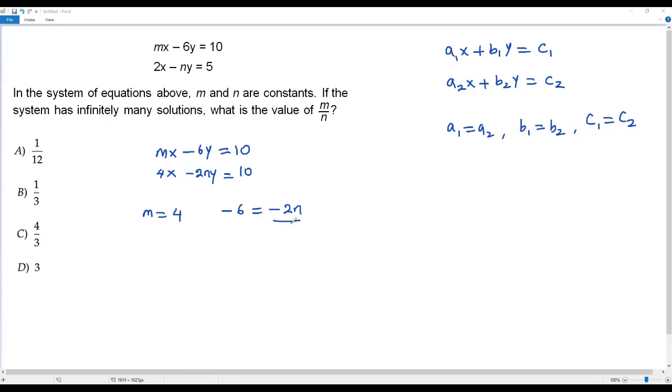Okay, to solve for n, I divide both sides by negative 2. So negative and negative will cancel out. 2 goes into 2 one time, 2 goes into 6 thrice. So we get 3 equals n. Now I have the value of n, that is 3. According to the question, we have to find the value of m over n. So we can plug in 4 for m and 3 for n. So the value of m over n is 4 over 3. We find 4 over 3 in option C. The correct answer choice for this question is option C.